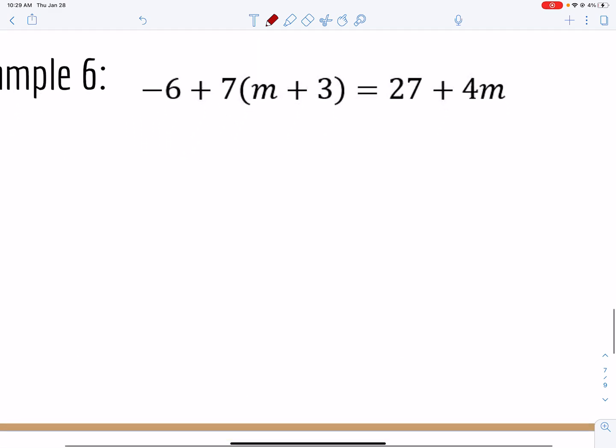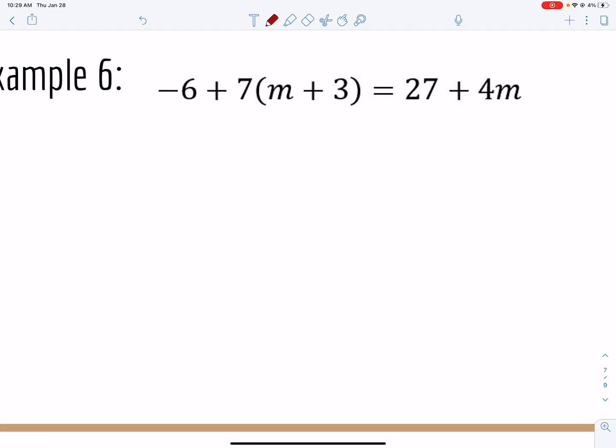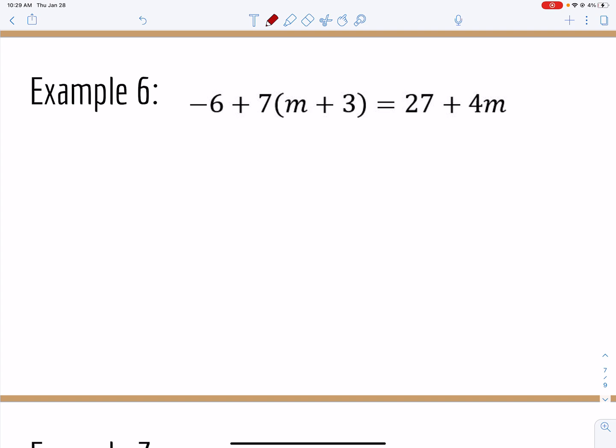Okay, so again, I would like you to write this problem down, example 6, hit pause, and try it on your own and see if you can get it right. So pause. All right, you take care of your parentheses first.